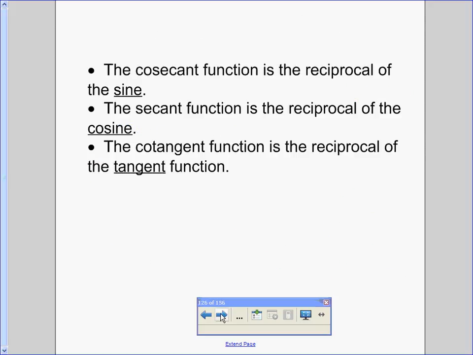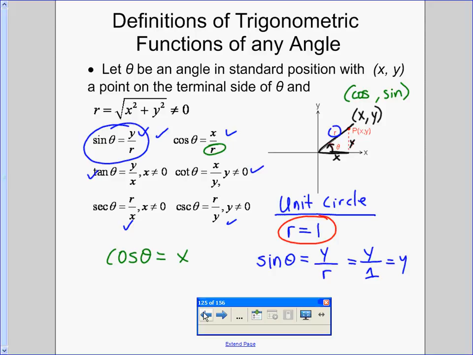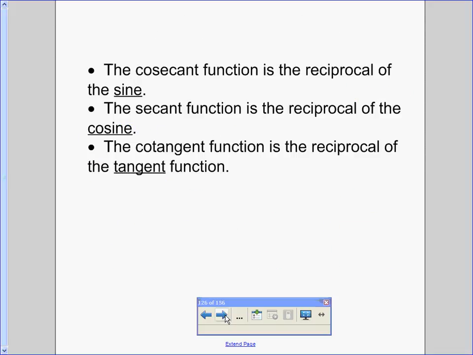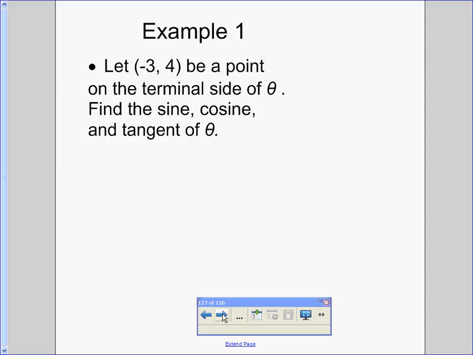The cosecant function we know is the reciprocal of the sine. If we look back here, we see that sine and cosecant are reciprocals, and we know that relationship already from the previous section. The secant function is the reciprocal of the cosine, and the cotangent function is the reciprocal of the tangent function. Let's look at an example.